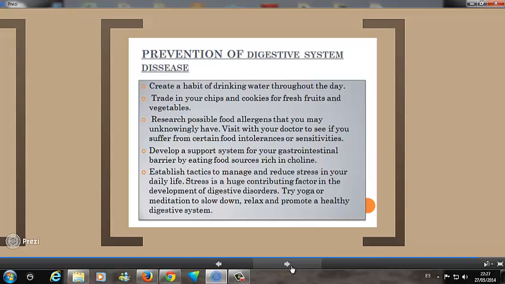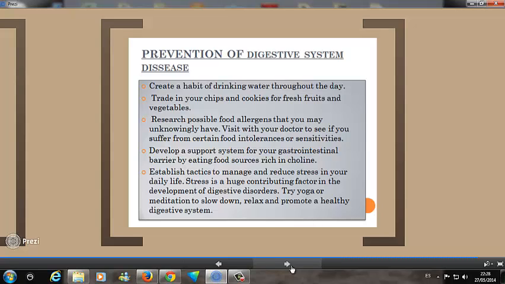Prevention of digestive system disease. Create a habit of drinking water throughout the day. Trade in your chips and cookies for fresh fruits and vegetables. Research possible food allergens that you may unknowingly have. Visit with your doctor to see if you suffer from certain food intolerances or sensitivities.